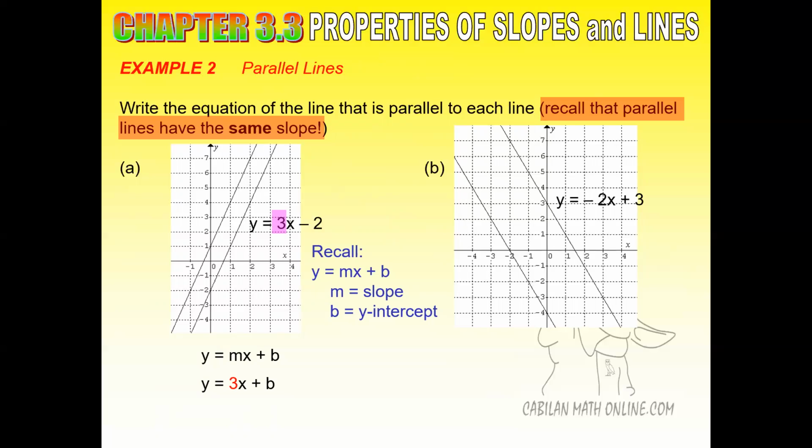So that means we just need to find what the y-intercept is. And you can see that the line touches the y-axis here at 1. So the equation of that line will be y equals 3x plus 1. That's it.